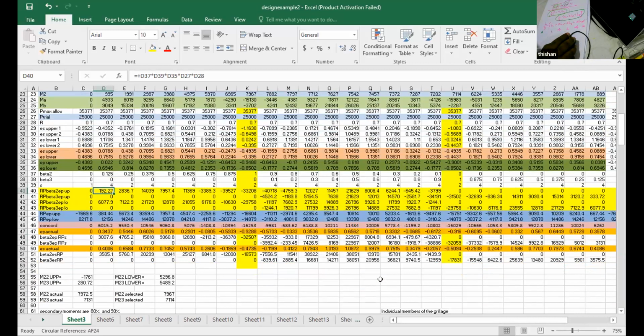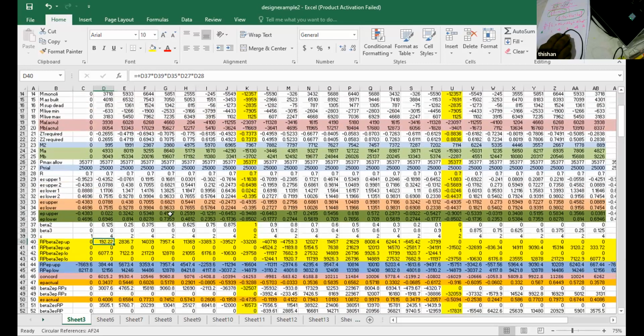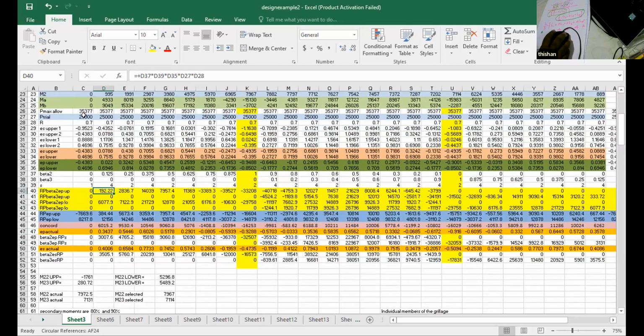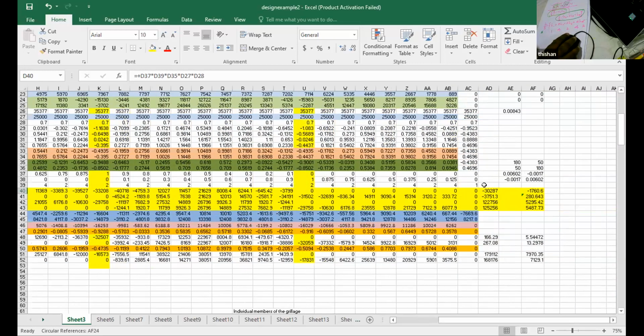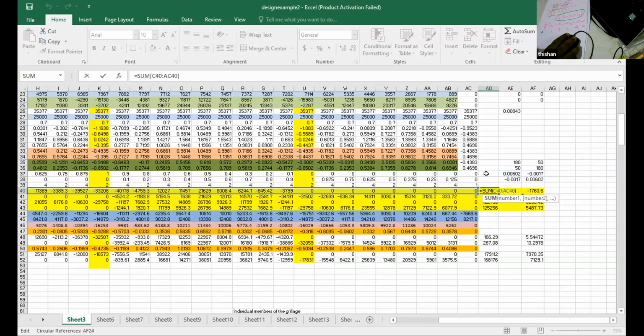After that, what I have to do is find the secondary moments, M22 upper, M22 lower, M23 lower. Okay, so let's see what happens. Now here I have selected the pre-stress force of 25,000, and using these values. Now, if you look at the spreadsheet, here you can see that I have got these values, and then this is AD. So you can see it's a summary of all these numbers.